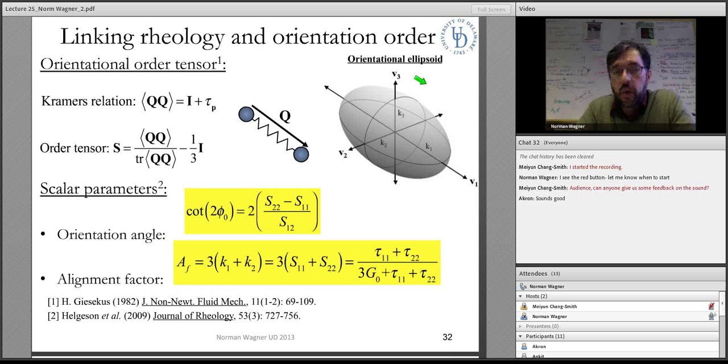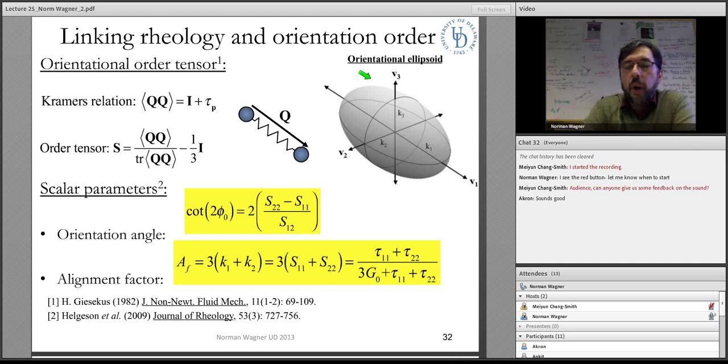So imagine I now have hundreds of these chains, or thousands, or millions, or 10 to the 21, or so, 10 to the 26 of these chains in flow. And I could ask, what's the probability of finding this Q vector, if you will, and that would trace out this surface shown here, for example.